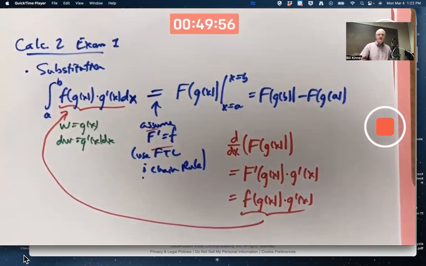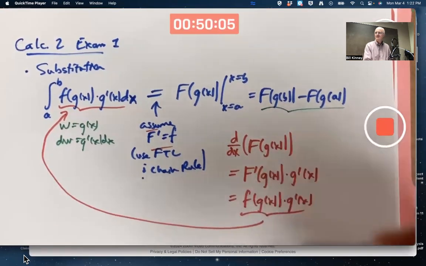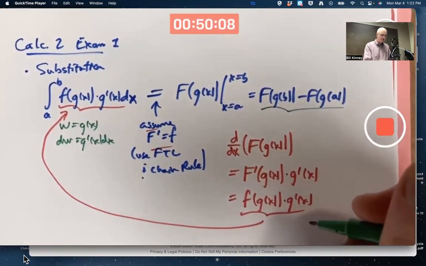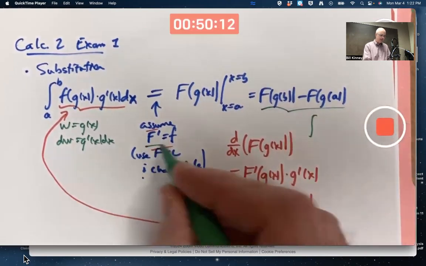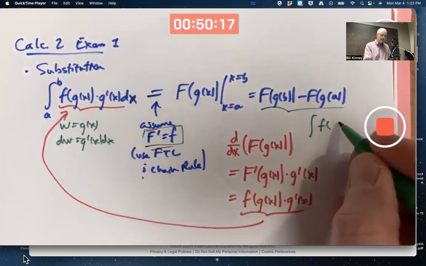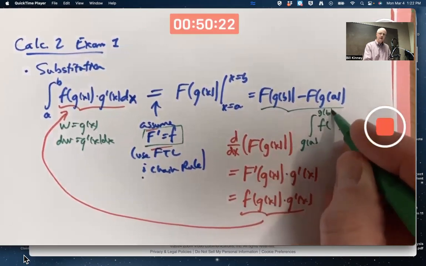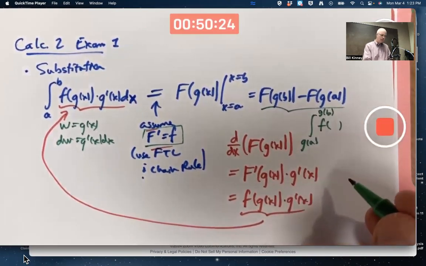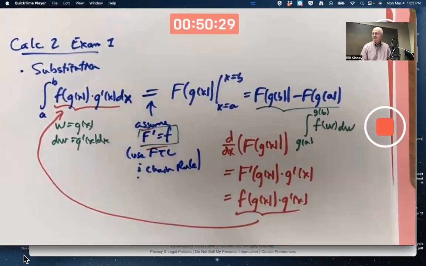But why does this equal some other integral where I change the limits of integration? And what would that other integral be? Still got to equal this. What's another integral equal to that, using the fact that capital F prime equals little f? How about just a plain old integral of little f from g of a to g of b? And what should I call the variable? We've usually called it w, though I could use some other letter. I could even use an x.